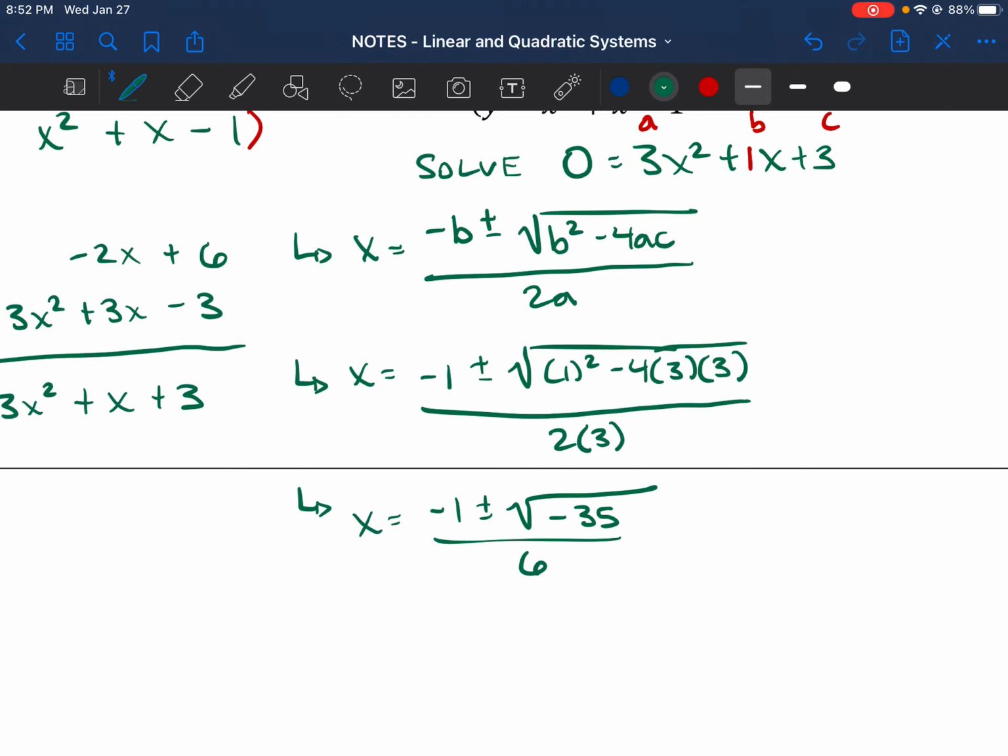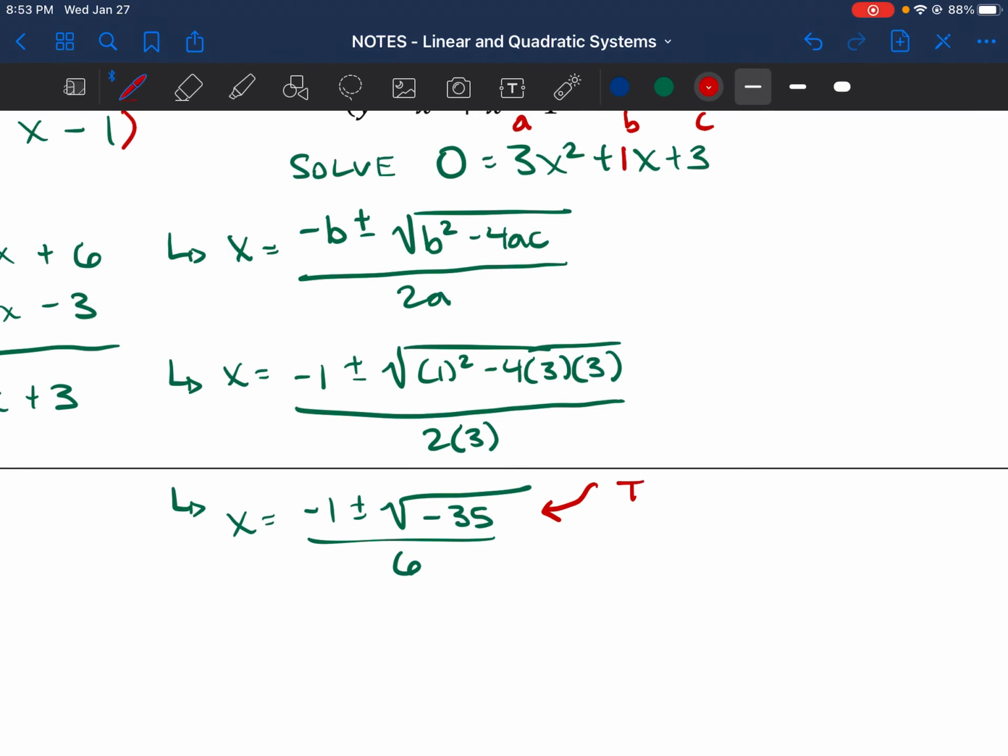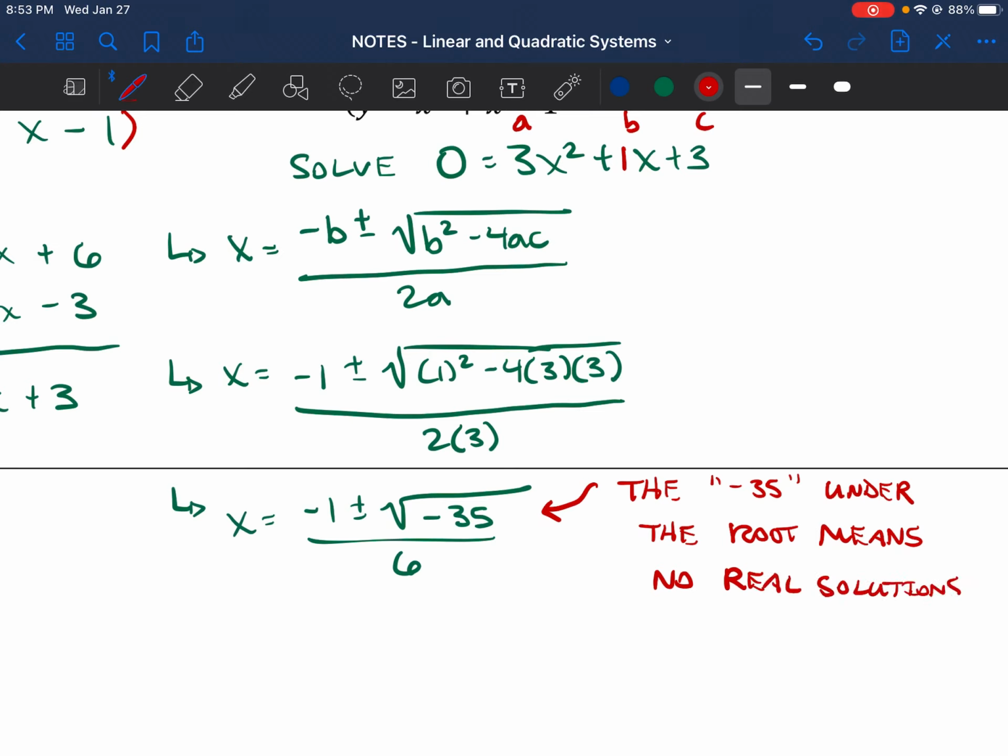Now, immediately, something should jump out to you here. You have a negative number under a square root, which means that you're not going to have any real solutions. So the negative 35 under the root means no real solution. Emphasis on real, no real solutions, meaning there are complex solutions, but we're not interested in complex solutions right now. So that means there are no real solutions.